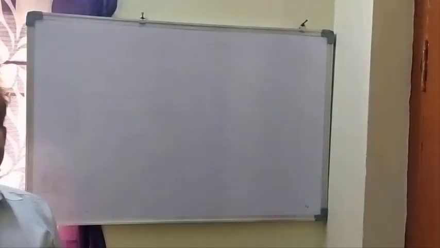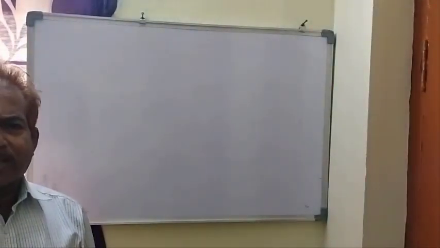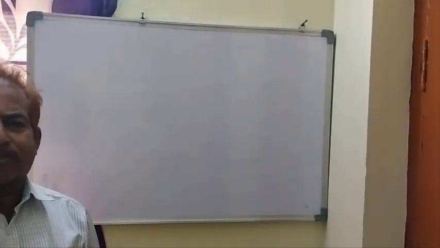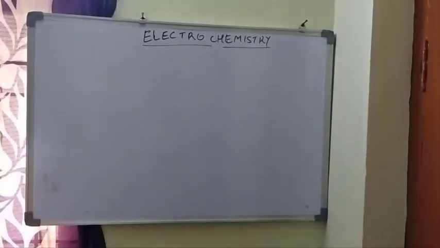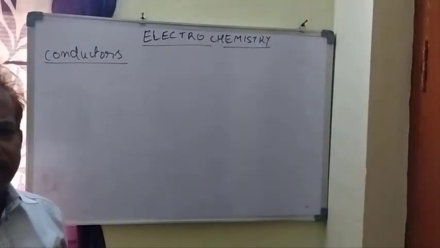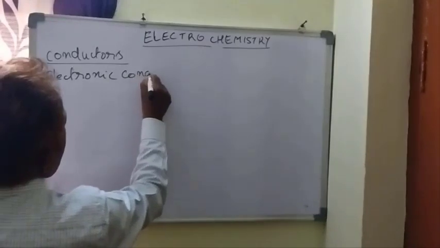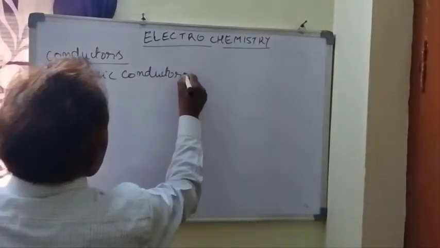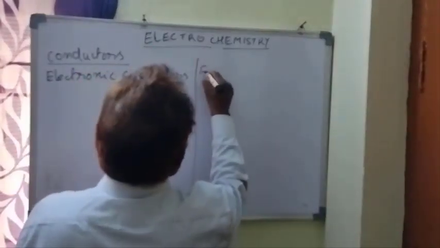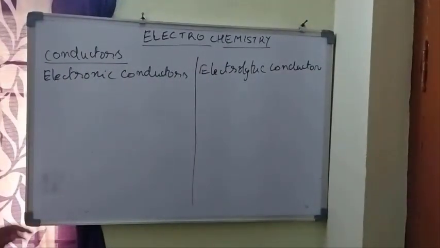Electrochemistry. In this video, I am going to explain electrochemistry in short, for the preparation for board exam. Conductors are of two types, that is electronic conductors and electrolytic conductors.